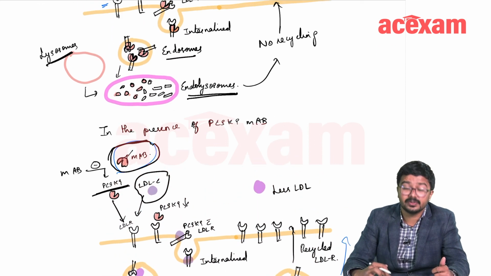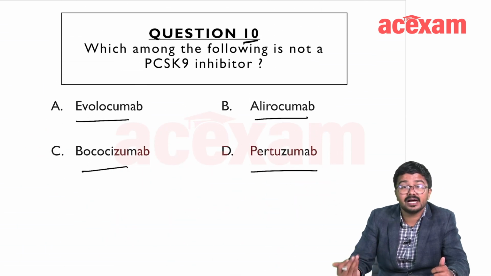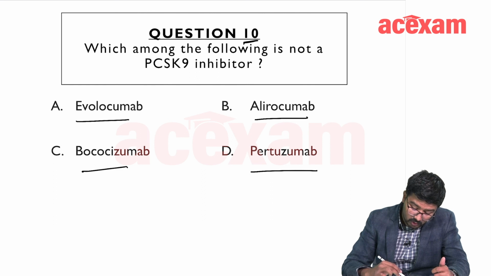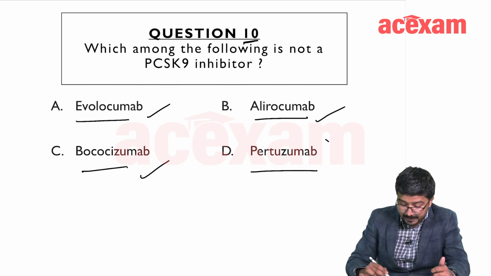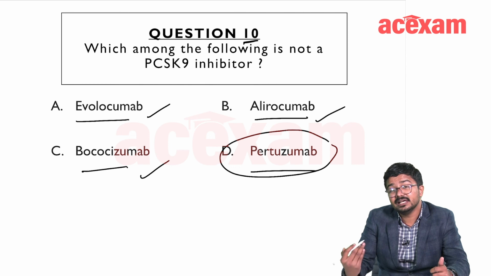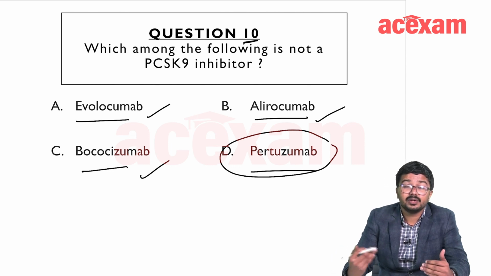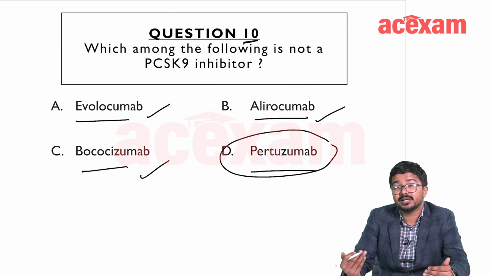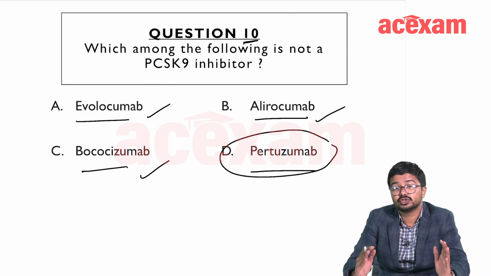Now, the agents which act against PCSK9 are three drugs, and all three are in the options: evolocumab, alirocumab and bococizumab. So the only odd one left out is pertuzumab. What is pertuzumab? Pertuzumab, by the way, is a HER2 monoclonal antibody. And you have already read about one important HER2 antibody, right? What is that? Trastuzumab. So what is the difference between pertuzumab and trastuzumab?